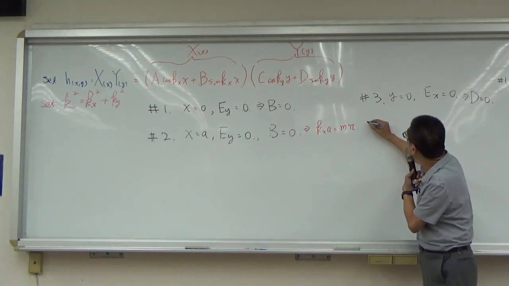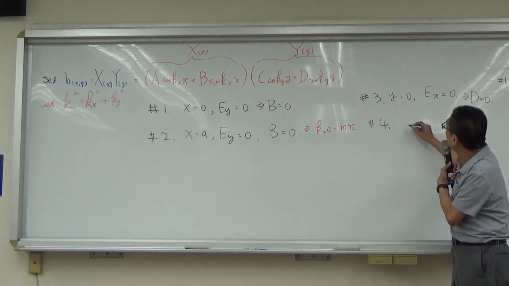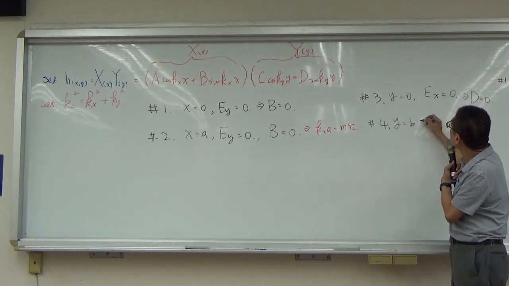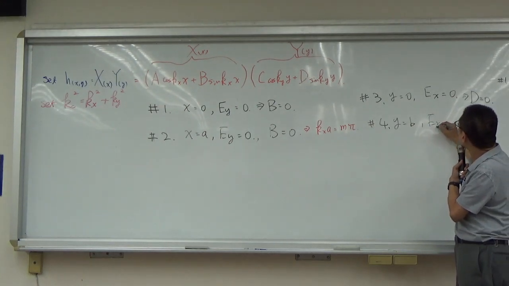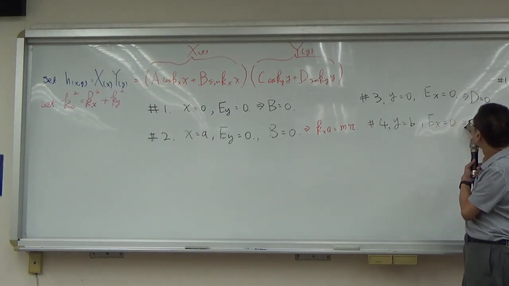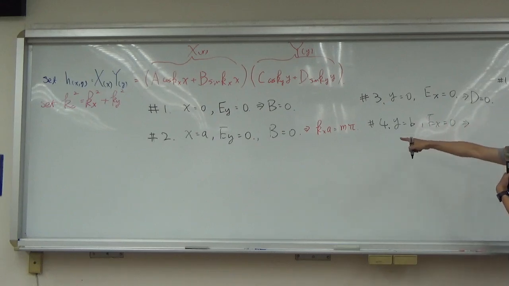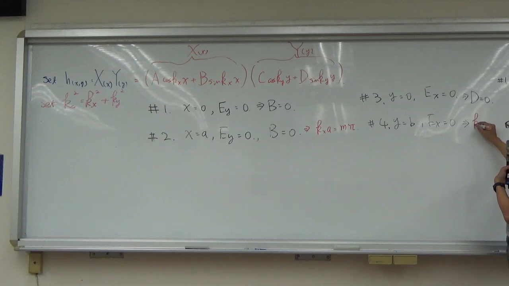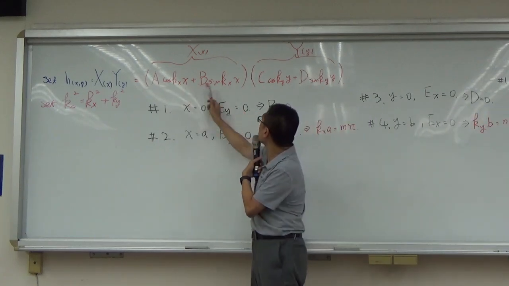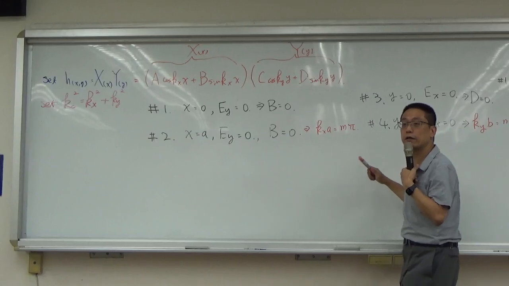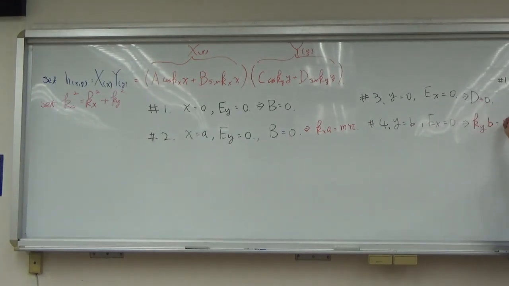And we also get a very quick answer from boundary number 4. We have a very similar result. We know k_y b equals another number multiplied by pi, because you have cosine, sine, cosine, sine, very similar, right? So your result is totally the same.